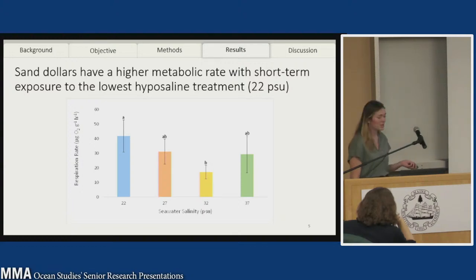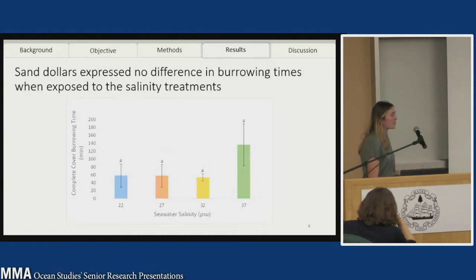So what my results demonstrate is that the amount of oxygen consumed by E. parma was significantly different between the lower salinity treatments and the ambient salinity treatment. Now, as for the behavioral portion of my study, this graph is showing the complete cover burrowing time in minutes of the sand dollars, again compared to those four treatment salinities.